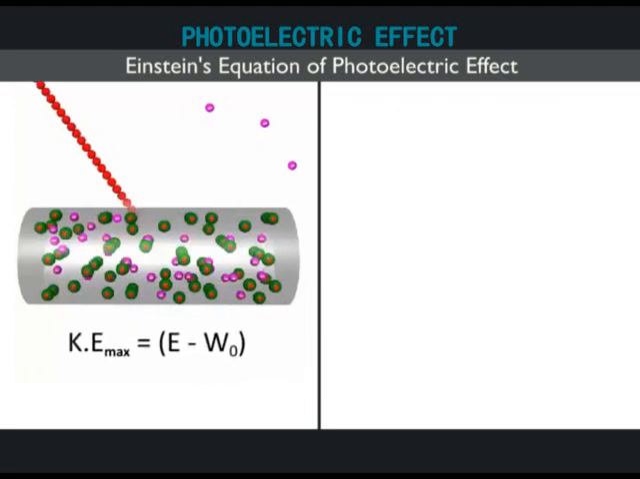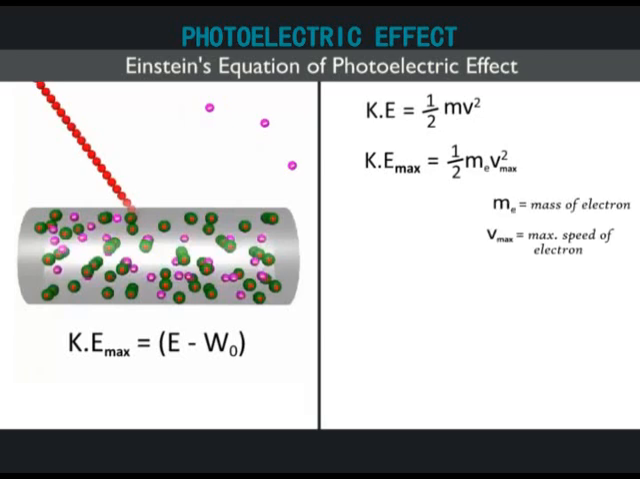For example, we know that kinetic energy is equal to a half mv squared. So maximum kinetic energy is equal to a half me Vmax squared, where me is the mass of an electron and Vmax is the maximum speed of the electron. Also, E is equal to hf. Substituting all this in the Einstein's equation, a half me Vmax squared is equal to hf minus work function. This is still Einstein's equation.